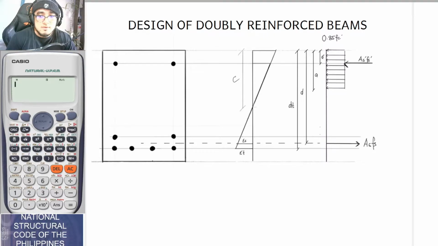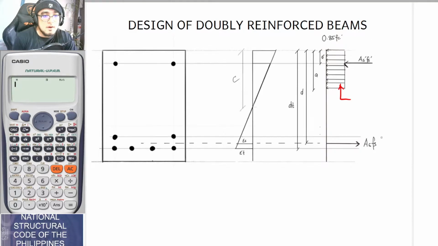And in today's video, this is to be a continuation of, of course, the previous videos, and we would be discussing the design of doubly reinforced concrete beams. So the design of doubly reinforced beams is kind of straightforward already if you are familiar with this stress diagram. So in this stress diagram, we have here the compressive stress as brought about by the concrete.